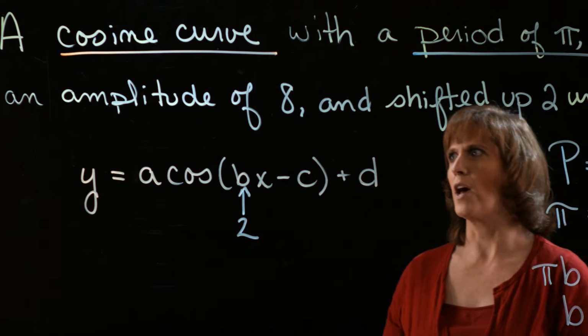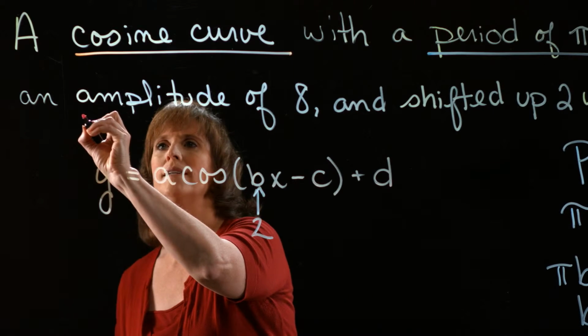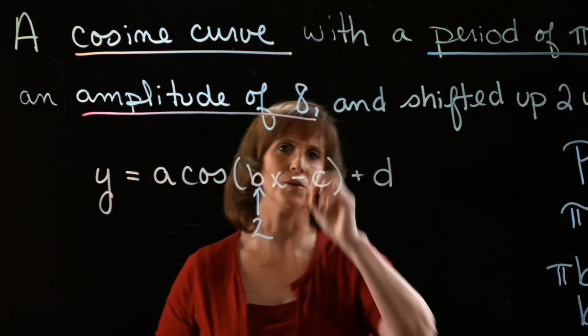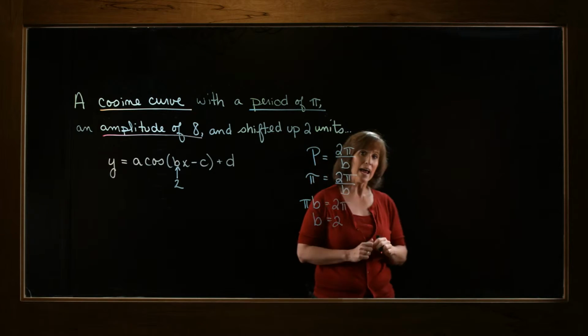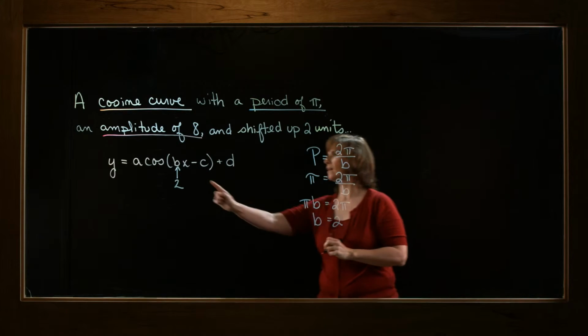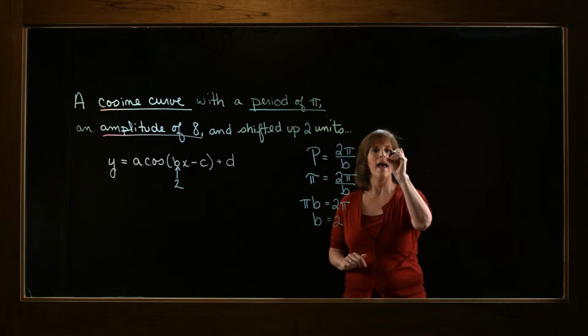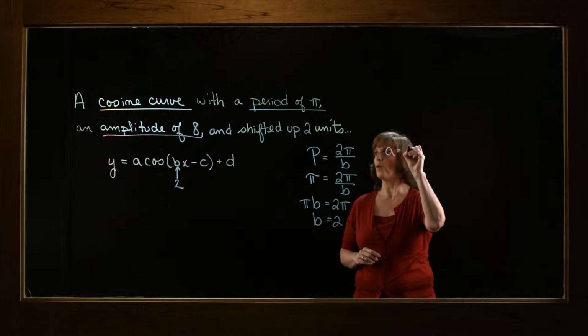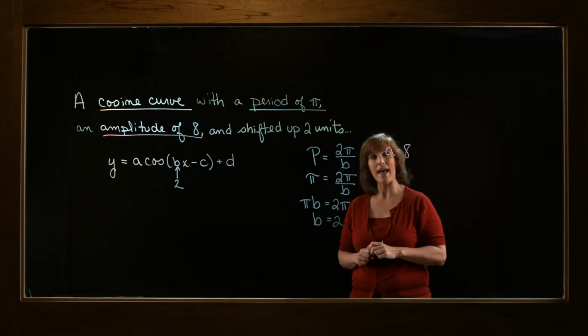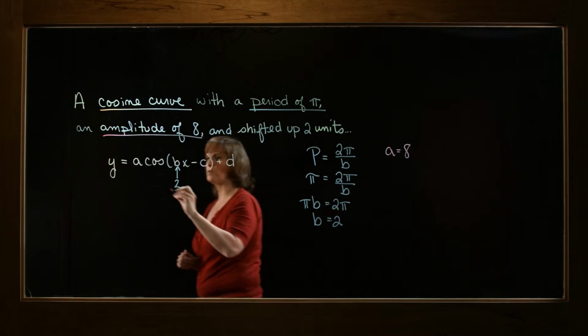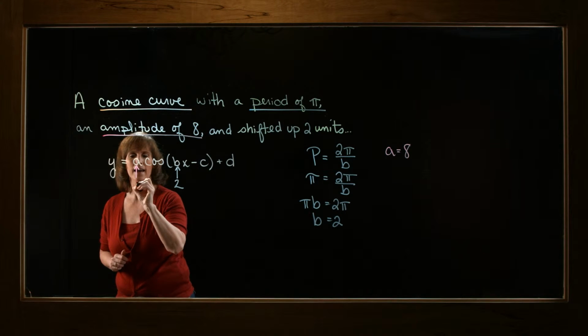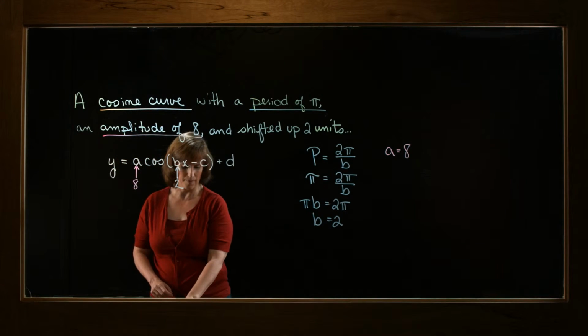Okay, well, what else do I know? I know that I want to have an amplitude of 8. Amplitude is controlled by this literal a, and it's going to equal whatever the amplitude is. So a is going to equal 8. So I need to replace this a with an 8.